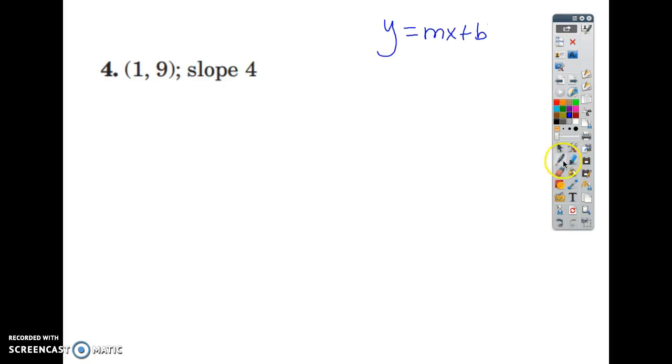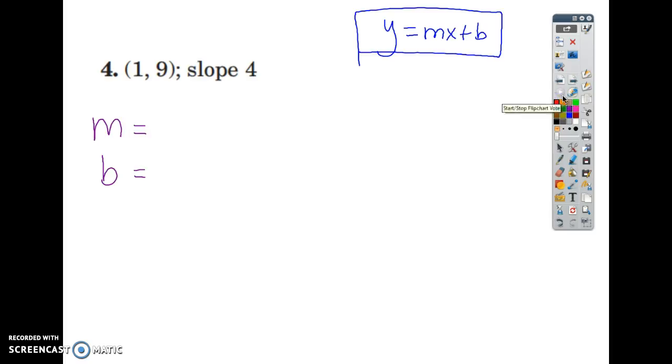So problem number 4, they're asking for the equation of a line, and this is what it's going to end up looking like. So that means we need an m and a b. Did they give us anything for number 4 that we needed? The m, the slope. They're telling you that the slope is 4, so that's your m. So go ahead and put 4 for m. So now all we really need is the b.